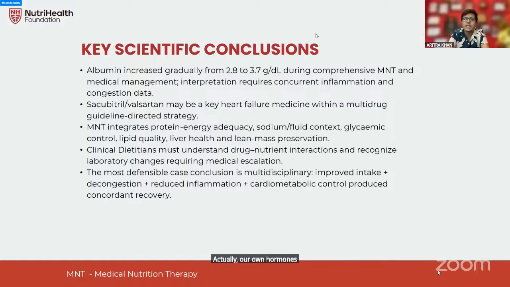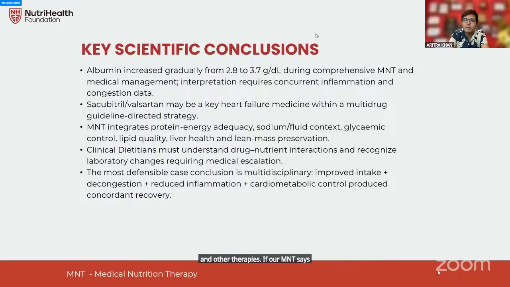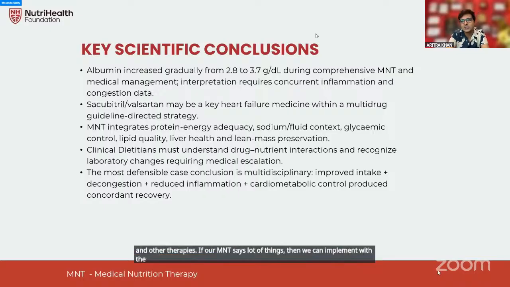Sometimes there are a lot of drugs like incretin mimetics, sitagliptin, linagliptin, that maybe doctors prescribe. But with the diet we can easily, if our willpower is there, implement these things from day zero in our diet. We can do this paradigm shift on our own. Why always depend on the medications and other therapies? If our MNT says a lot of things and we can implement them with the guidelines of the ASPEN and ESPEN, we can do it. Next slide, please.